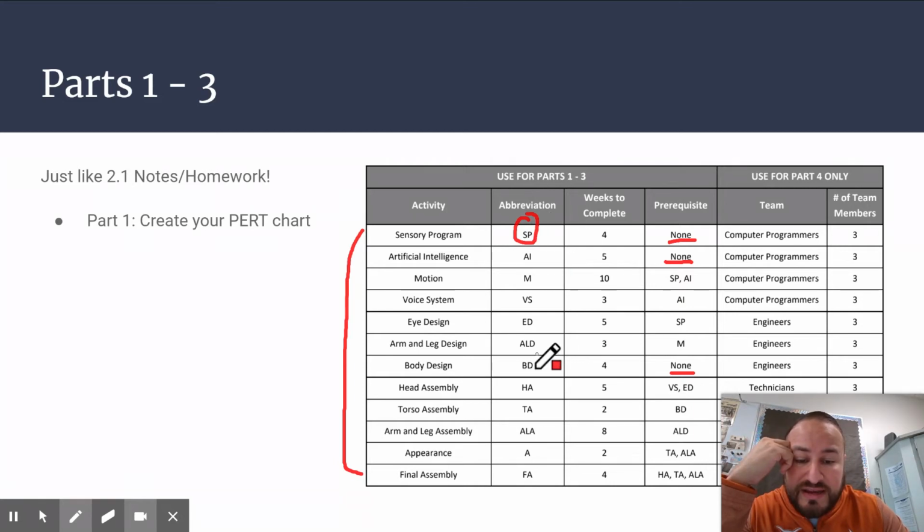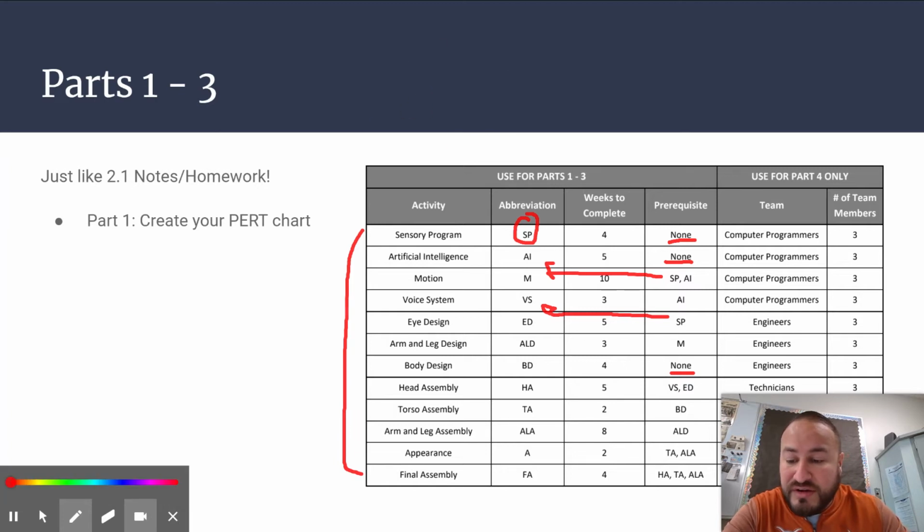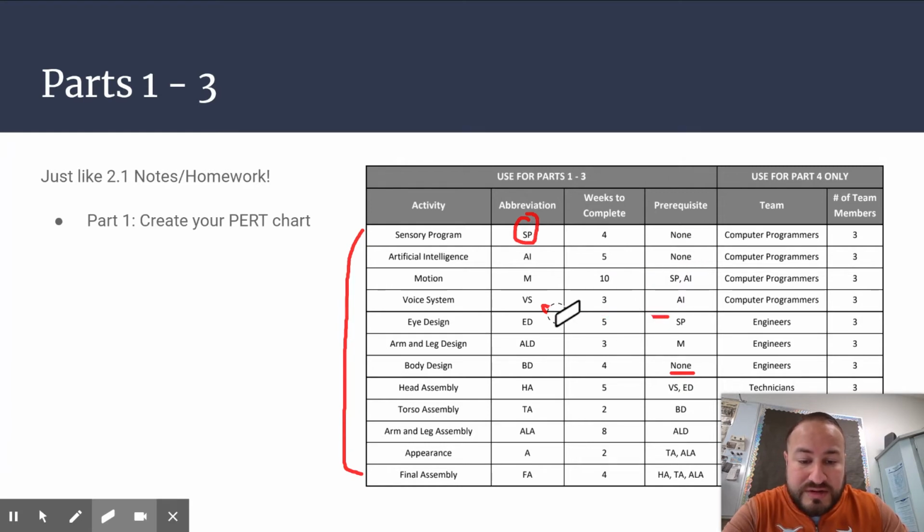Once SP, AI, and BD are on your chart, then look at C. Is SP a prerequisite for something else? Yeah, it's a prerequisite for two other things. So these should be pointing to this next activity. This should be pointing to this next activity, and so on. So all of these prerequisites will always be pointing to what they're a prerequisite for. If you have activities that are no longer prerequisites for something else, then they should be pointing to finish. Make sure that you have a start and finish box on your chart. All right.